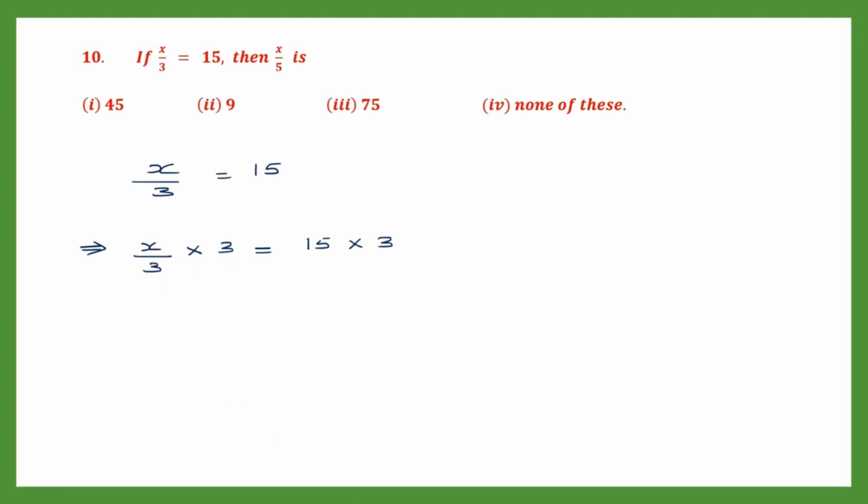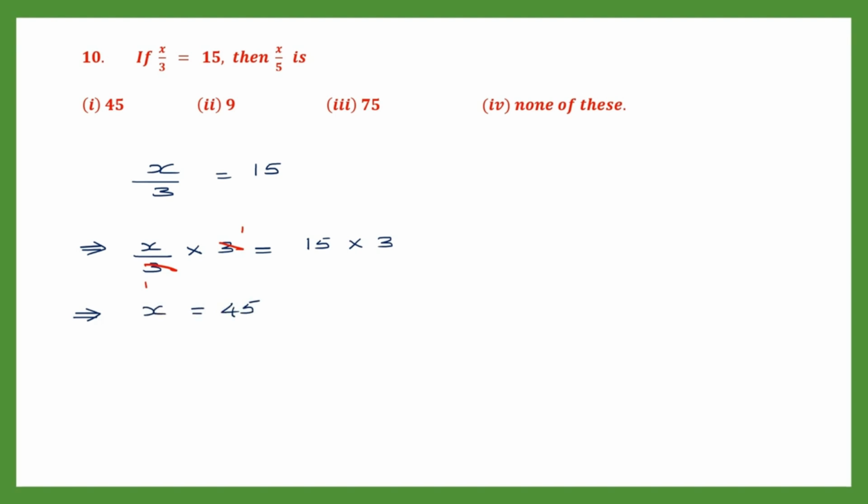See, now I can cancel this 3 and this 3 because 3 ones are 3, 3 ones are 3. Now only x is left. So I multiplied it by 3. Now if I multiply this side by 3, even the other side of the equal to sign, I should multiply by 3. So here I've got x. Now here how much is 15 into 3? 15 into 3 is 45. So this is a symbol for an equation. So x is now equal to 45.